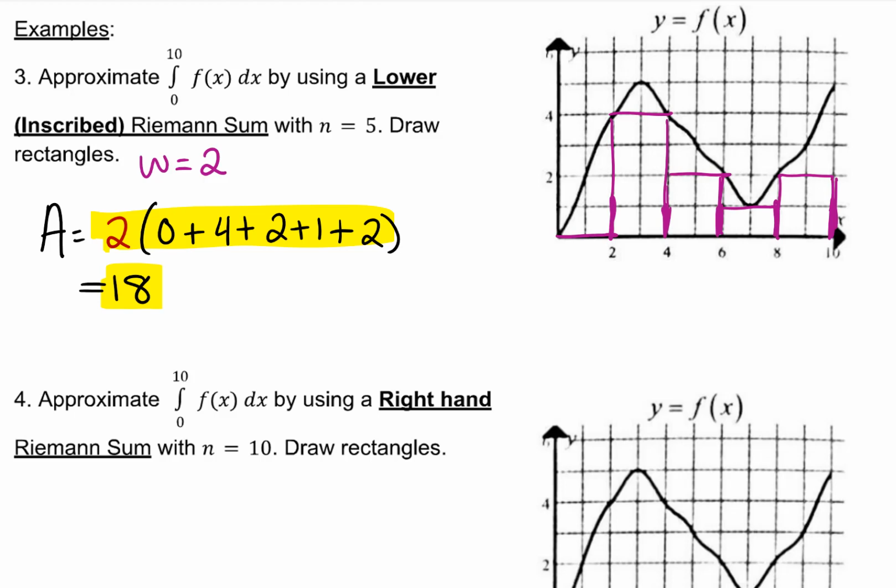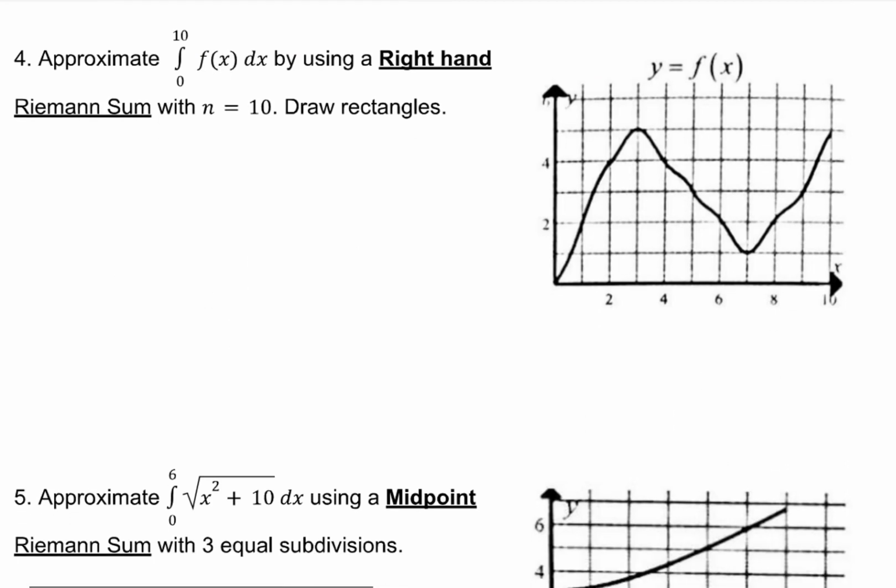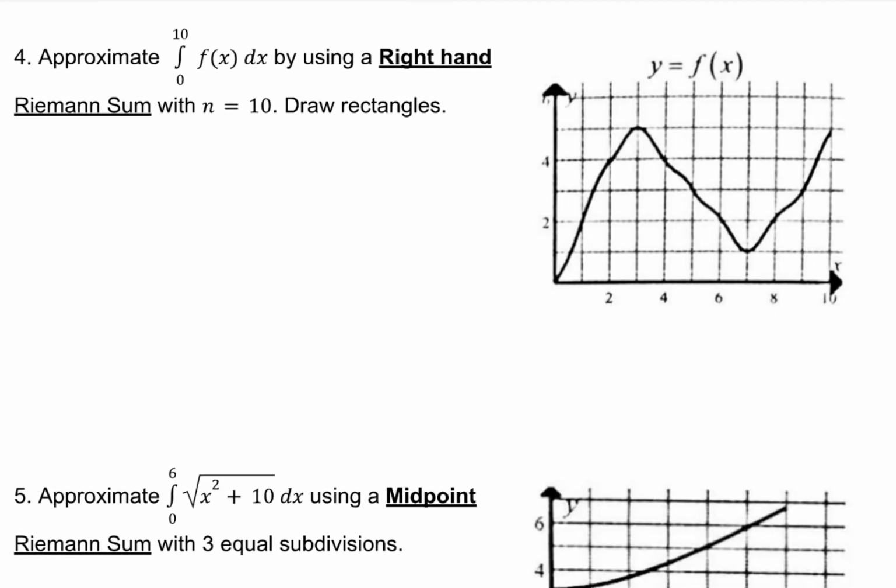For number 4, same graph, same integral, different number of rectangles, and we're using a right hand Riemann sum. If our number of rectangles is 10, this time our width is 1. Right hand means the height of the rectangle is f of the furthest right value of x for each interval. So the right hand y value is the height of our rectangle.